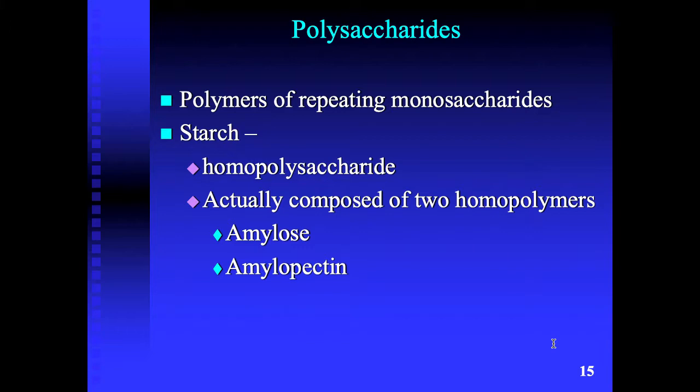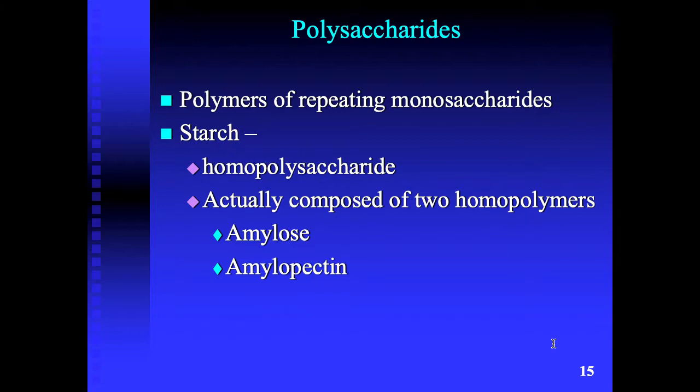Now let's go from oligosaccharides to polysaccharides. There's a couple of the more famous ones that we're going to talk about. And remember, polysaccharides are polymers of repeating monosaccharides. For example, we have starch. It's a homopolysaccharide, which means it's all glucose. So it's all glucose, but the glucose molecules are oriented in two different types of structures. So starch has two inherent structures. One of them is called amylose, and the other one is called amylopectin.